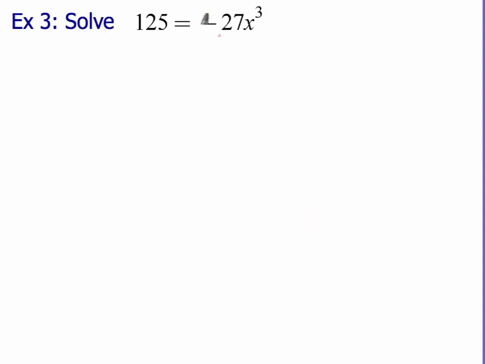Okay, so here I've got 125 equals negative 27x cubed. Okay, so once again, I got to get one side equal to 0, so I'm going to add 27x cubed on both sides. All right, so that I get 27x cubed plus 125 equals 0.